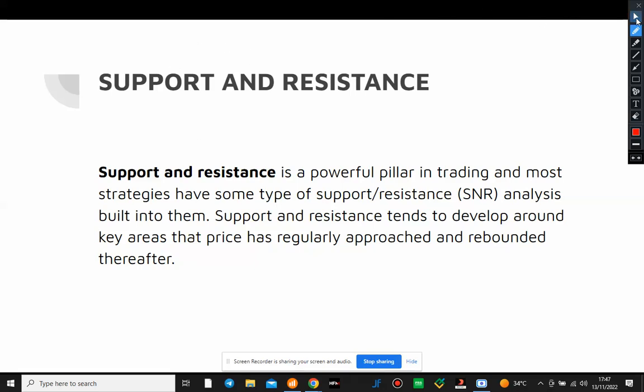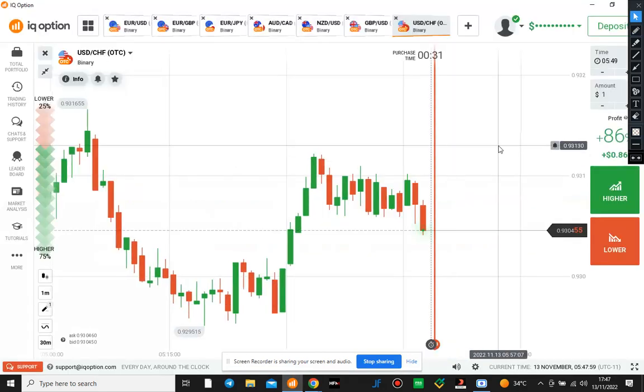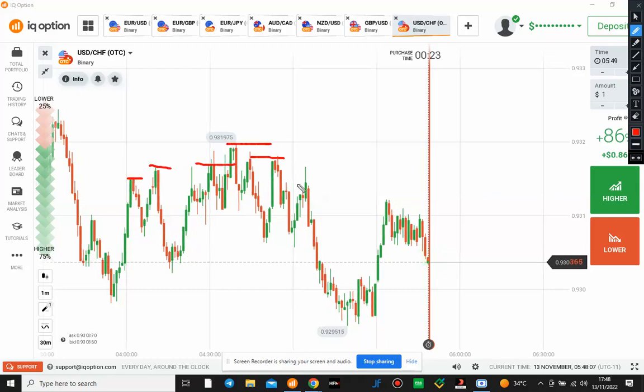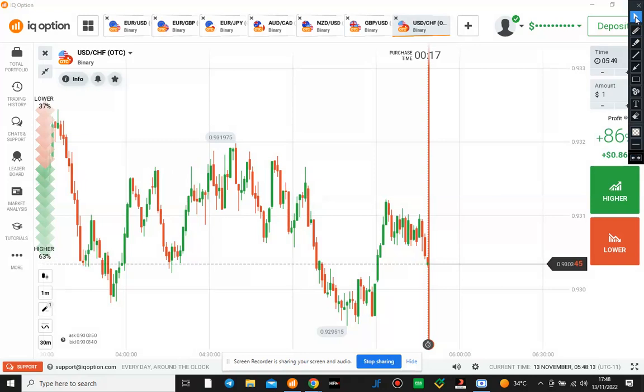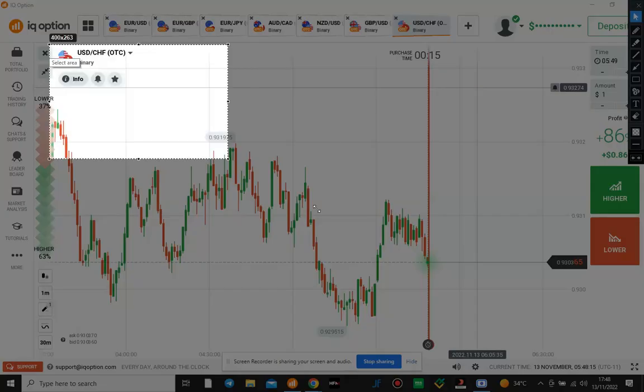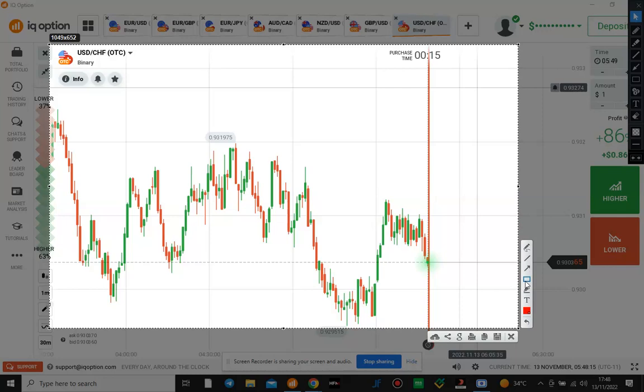Now let's go to the chart. Let me explain what we mean by key area of value. Now you see this market. These are key areas of value. So you might be wondering, how will I be able to draw support and resistance here? It's very simple. Look at the chart now. You want to draw support and resistance. What can you observe here?